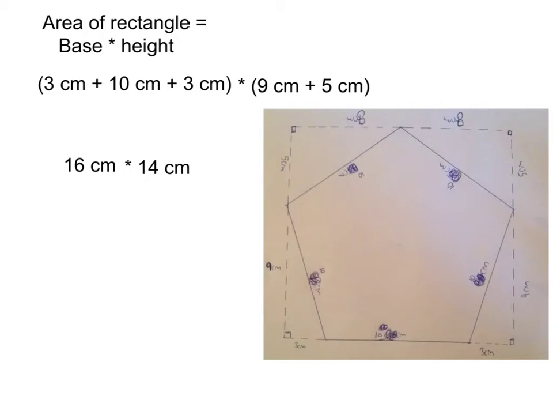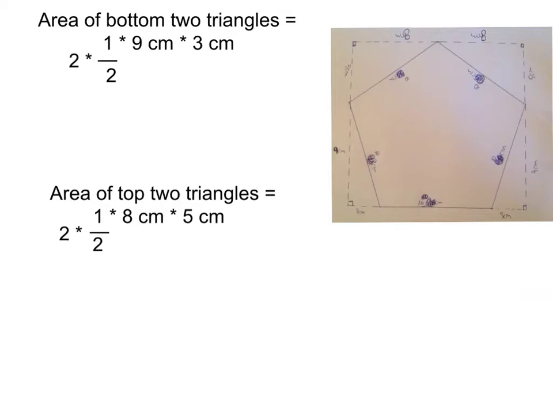That's where the area of triangles comes in. Now, notice that the area of the bottom 2 triangles is going to be 2 times 1/2 times 9 centimeters times 3 centimeters. Again, we multiply by 2 because we have 2 equal triangles, at the bottom left corner and the bottom right corner. So 2 times 1/2 becomes 1, and we just multiply 9 centimeters times 3 centimeters, and that gives you 27 centimeters squared. That's the area of the bottom 2 triangles.